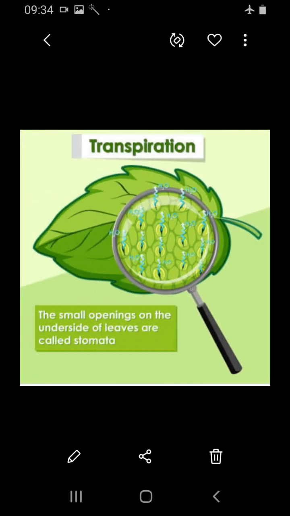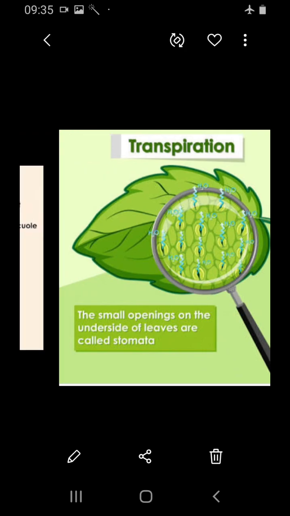What are stomata? Transpiration is done through the small openings on the underside of the leaves called stomata. Water vapor escapes through these stomata. Each stoma is surrounded by guard cells. These guard cells help in regulating the rate of transpiration by opening and closing. The stomata have a special type of cells called guard cells.